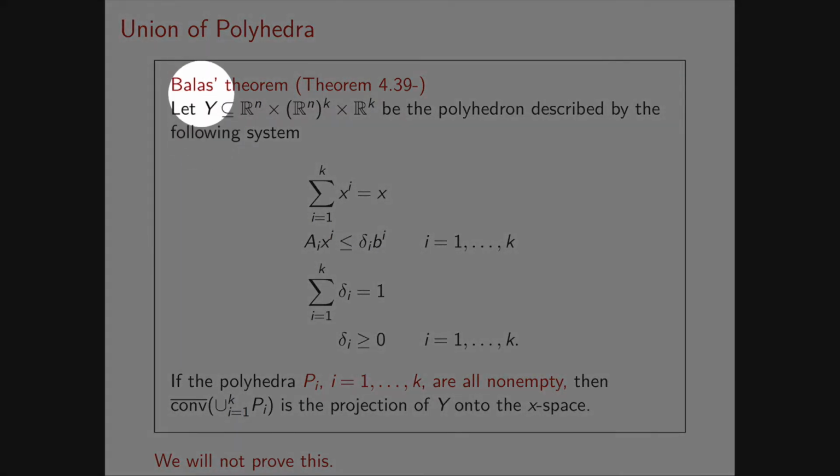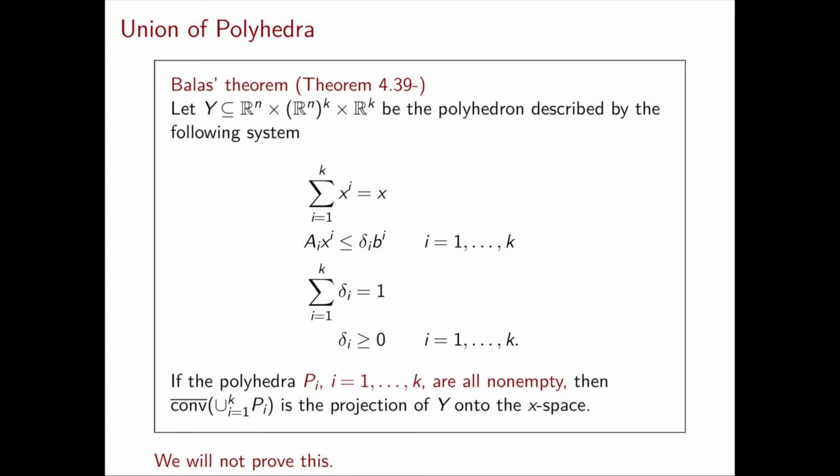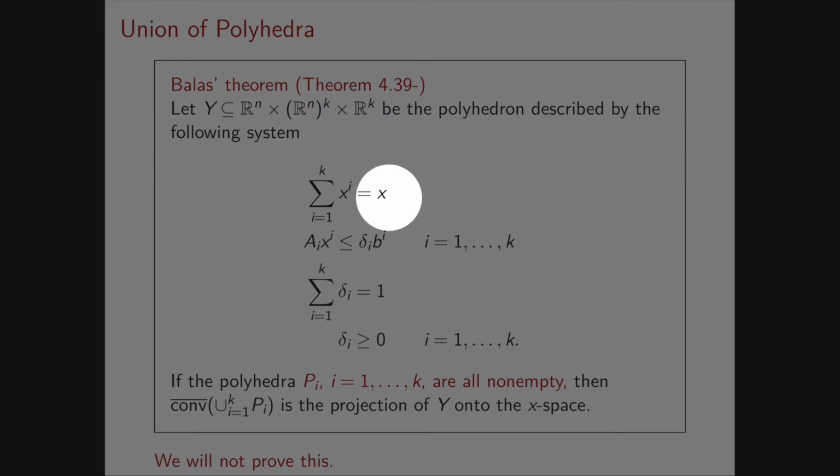So let Y be the polyhedron described by this system. So what we're doing here is the following. First, what variables do we have? We have the original x variables, these are the R^n variables. Then for every polyhedron Pi, we have a copy of the x variables that is denoted here by xi. And finally, we have one more variable for every polyhedron, which is the delta i.